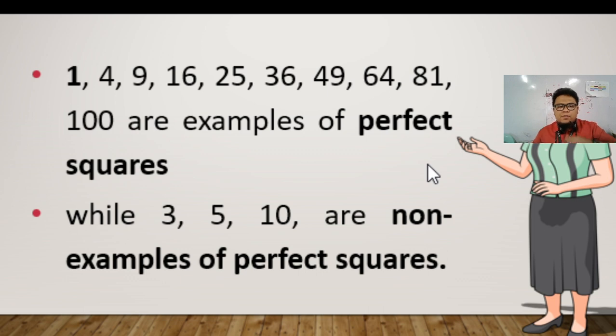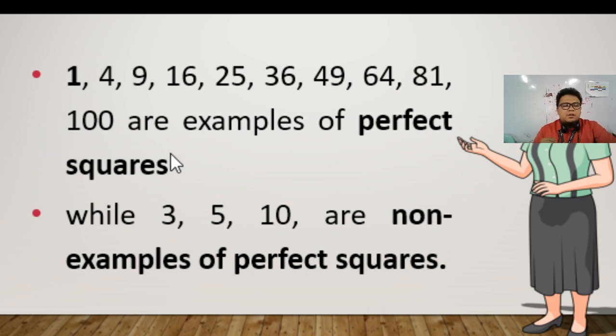So why do we call them perfect squares? Look at this one. If we multiply 1 by itself, it results in 1. Why do we consider 4 a perfect square? Because 2 times 2 is 4. Why do we consider 9? Because 3 times 3 is equal to 9. Then 4 times 4 is 16, 5 times 5 is 25, and so on, up to 100, because 10 times 10 is equal to 100.